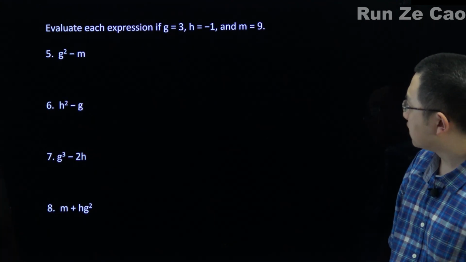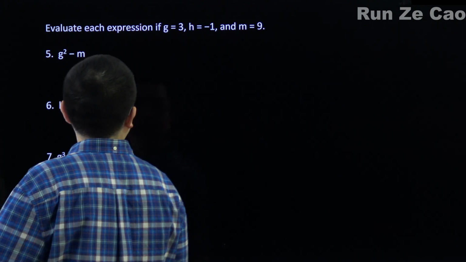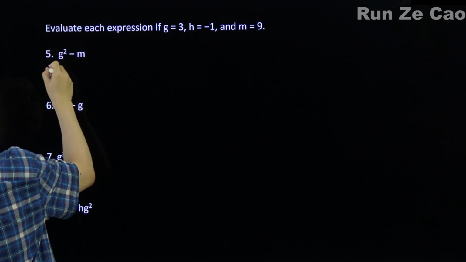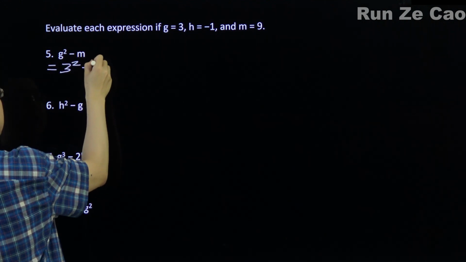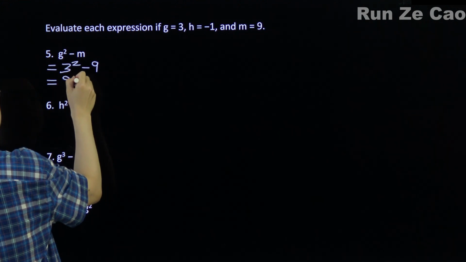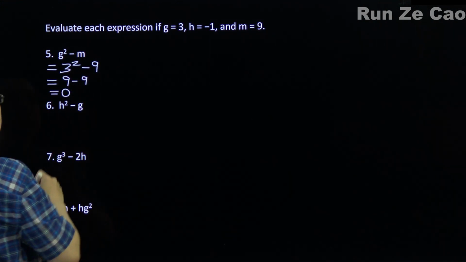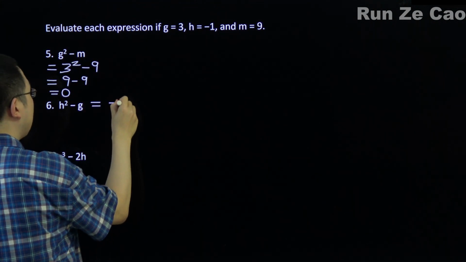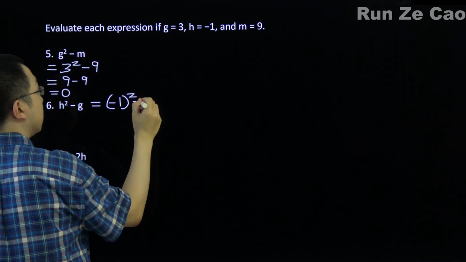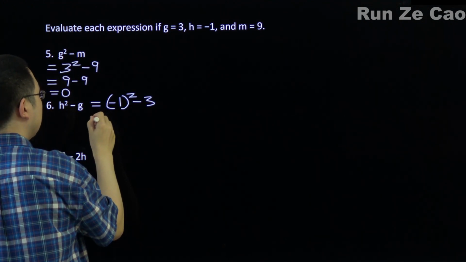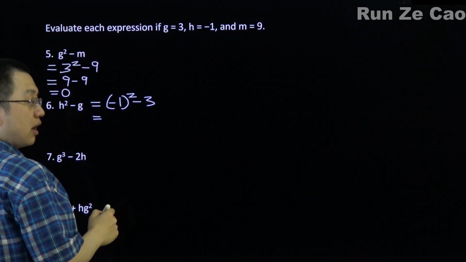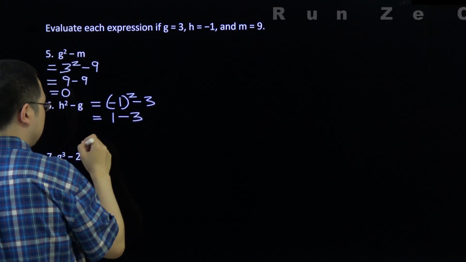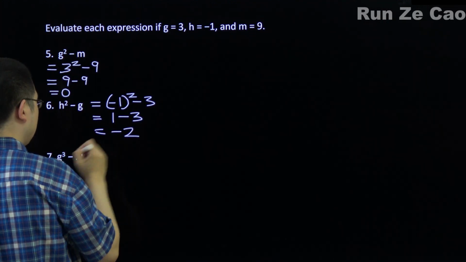Evaluate each expression if g equals 3, h equals negative 1, and m equals 9. G squared minus m, well, that's 3 squared minus 9, which is equal to 9 minus 9, which is equal to 0. Okay, h squared minus g, well, that's negative 1 squared minus g, which is 3. Negative 1 times itself is, the negatives cancel out and it's just 1. So minus 3 is equal to negative 2.